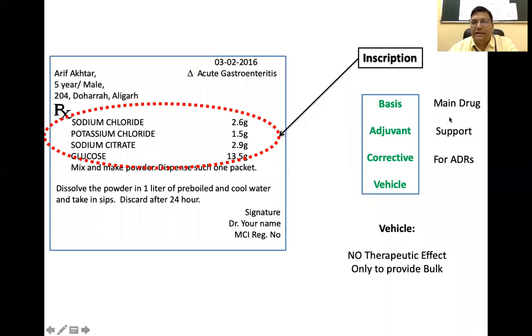So for the main drug, there are certain adjuvants, or supporting drugs, which will increase the activity of the main drug. That compound is known as adjuvant. Next, when you are accelerating, you need brakes also to stop the car. So the brakes are the corrective agents. They will prevent any adverse drug reactions. And all these things are carried with the vehicle. So there are four parts of inscription. One is the main drug, that is basis. Then we have the adjuvant. Then we have the corrective. Then the vehicle. The vehicle does not carry therapeutic effect and only provides bulk to the preparation.